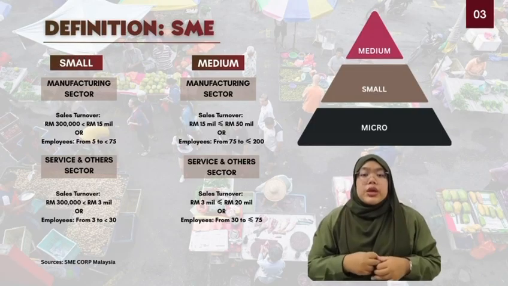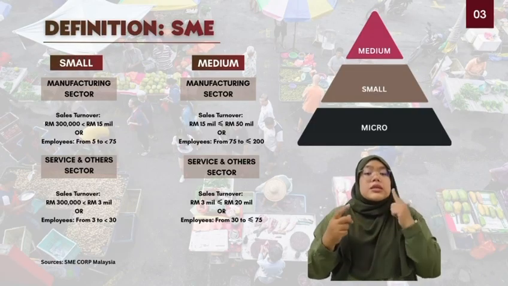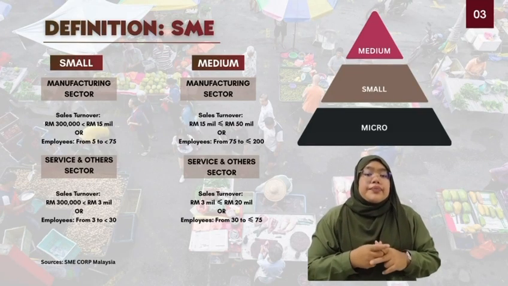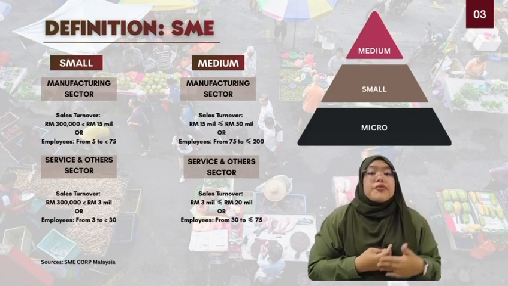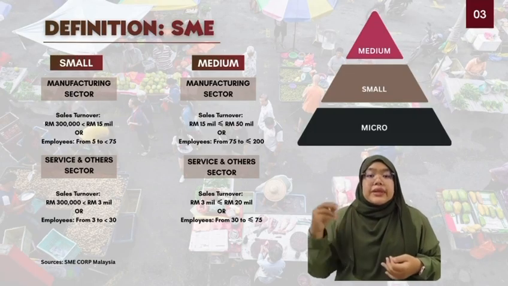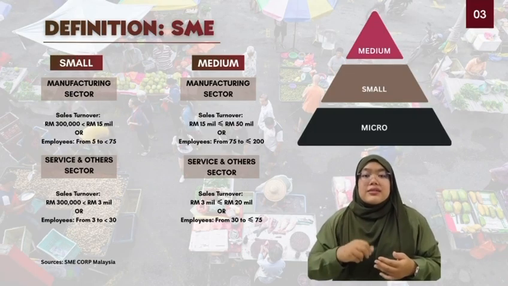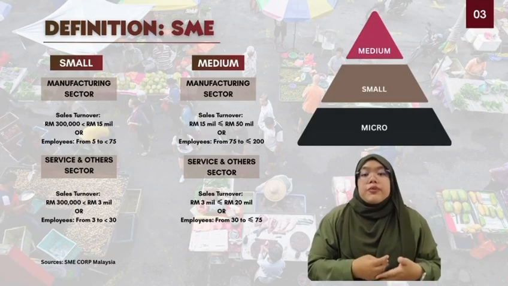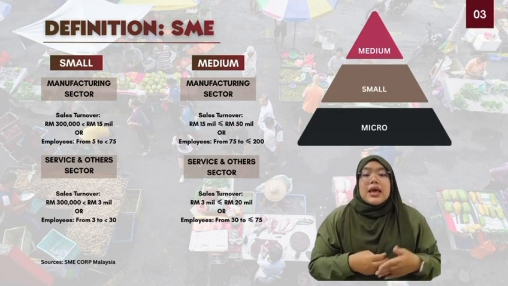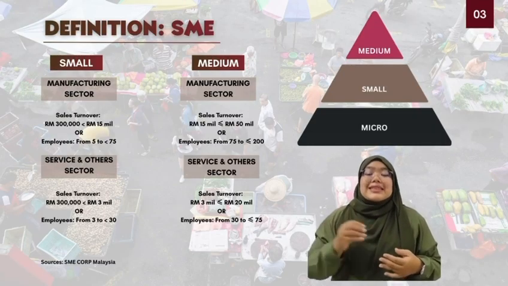Under the small category, it is divided into two main sectors: manufacturing sector, service, and other sector. For the manufacturing sector, the definition of SME is sales turnover starting from 300,000 and less than 15 million, and number of full-time employees starting from 5 employees and less than 75 employees. Under the service and other sectors, the sales turnover is starting from 300,000 and less than 3 million, and full-time number of employees is starting from 3 employees and less than 30 employees.